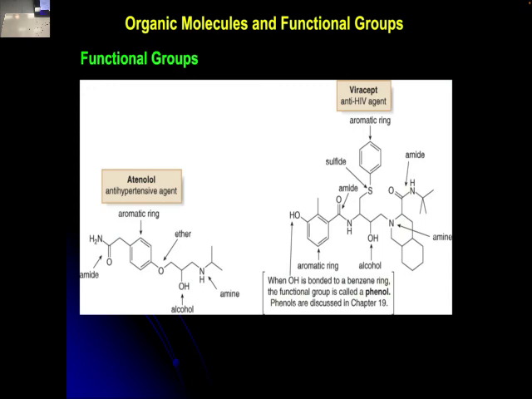All of these functional groups come together and connect to make things that are useful. This is atenolol. It's an antihypertensive agent. This is Viracept. This is an anti-HIV agent, right? But notice all the different types of functional groups. We've got amides, we've got amines, we've got alcohols, we've got a different type of amide, we've got sulfides, we've got alcohols, we've got these aromatic rings. All of these things come together.